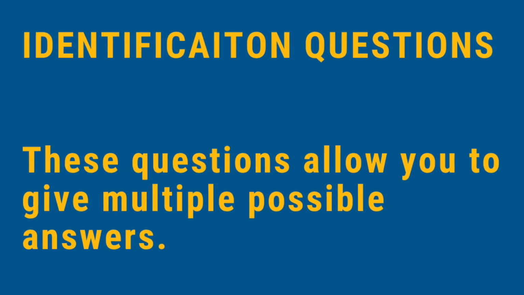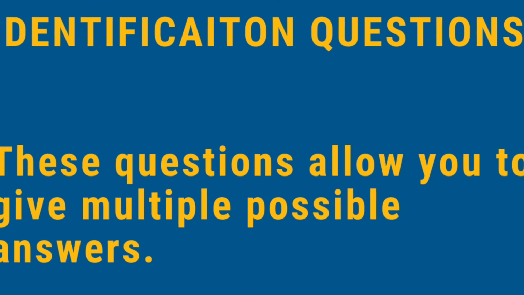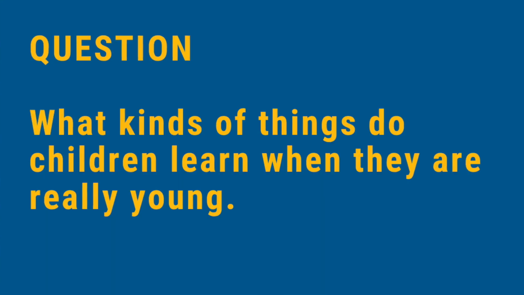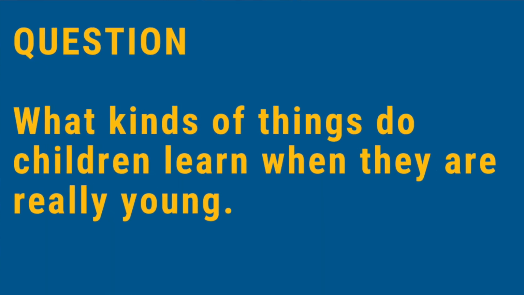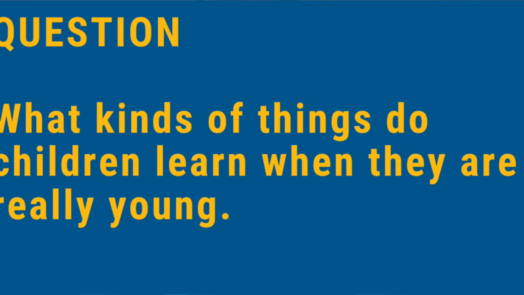Today we're just taking a quick look at pronunciation in identification questions. These are very common types of question where they ask for multiple possible answers. If you take a look at any IELTS textbook, they usually have questions like this. Like this one here, what kinds of things do children learn when they are very young? So you saw that, what kinds of things? So that means there's multiple possible answers you can give. And I very often just teach my students, there are a few.